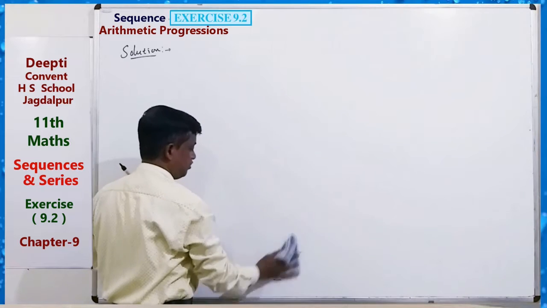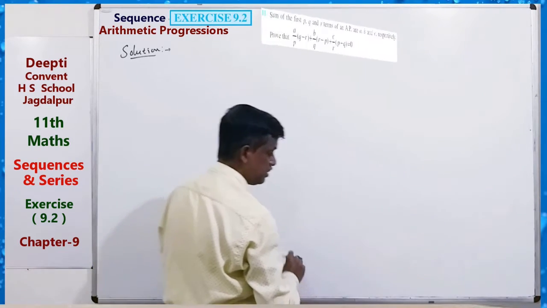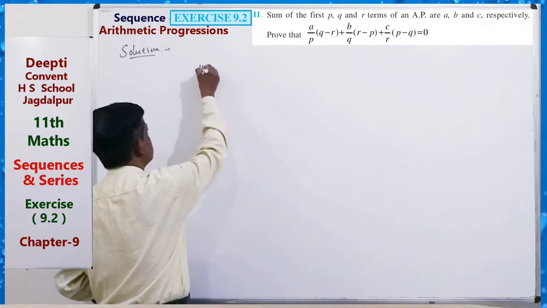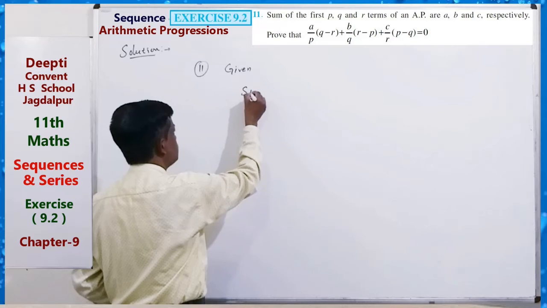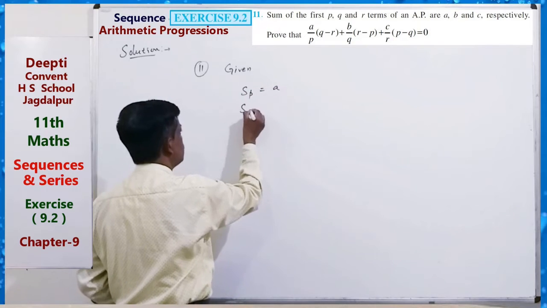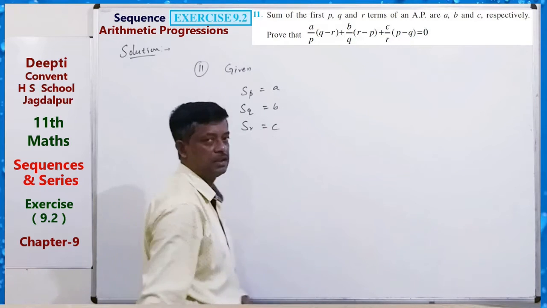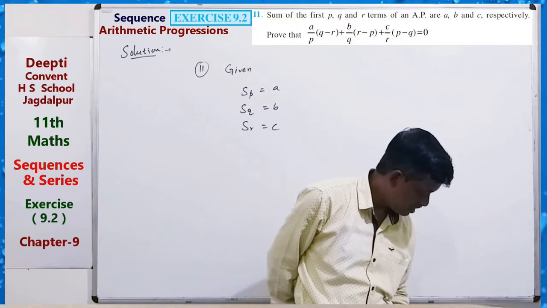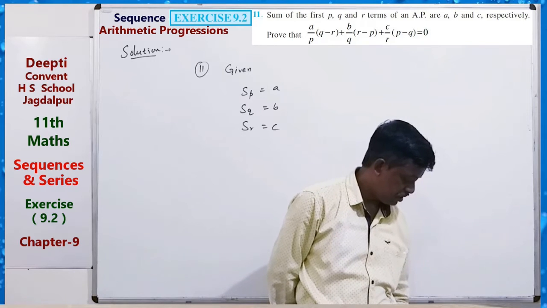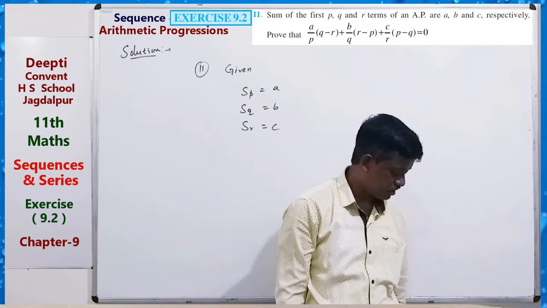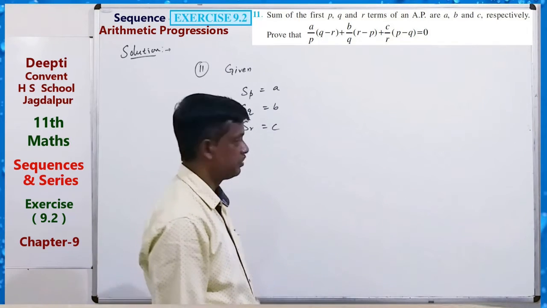Do its practice for solving. Okay, so here, question 11 is given. What is given? SP equals A, SQ equals B, SR equals C. These A, B, C are sums of P, Q, R terms. We have to prove the expression involving A, B, C, P, Q, R, Q minus R, R minus P and P minus Q.